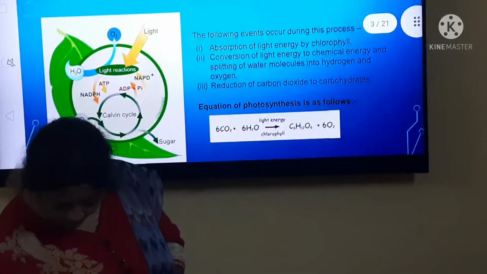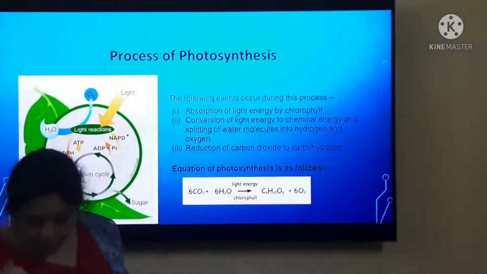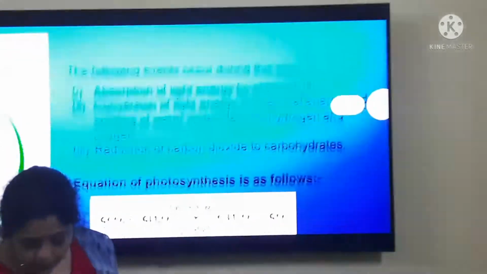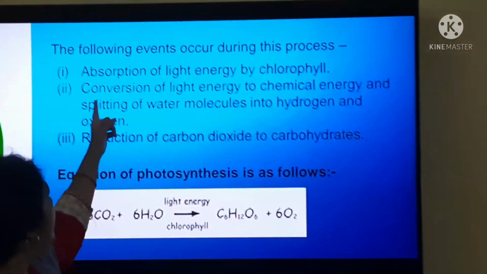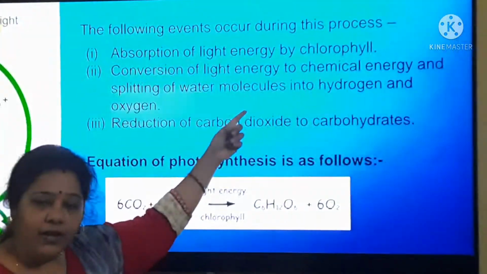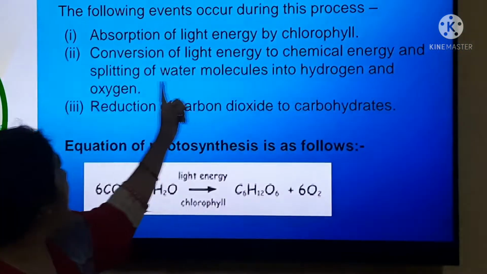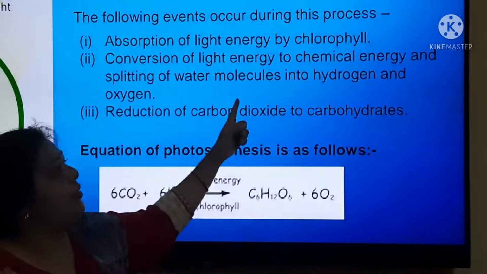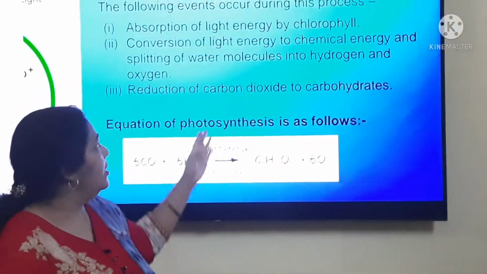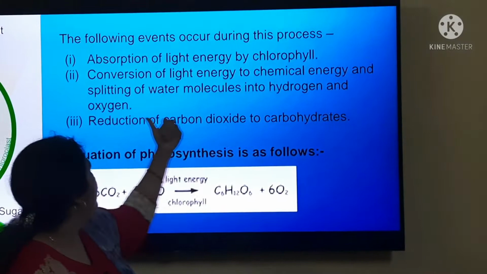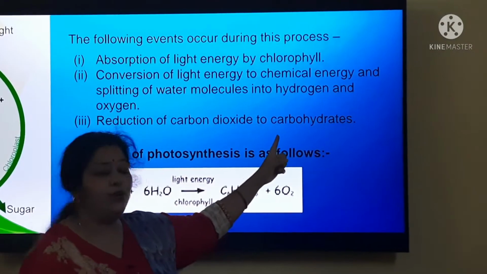Next, we had this equation, the process of photosynthesis. Here we have the following events occurring during this process: absorption of light energy by chlorophyll, conversion of light energy to chemical energy, and splitting of water molecule. Water molecule, you know, consists of hydrogen and oxygen. So it is going to split up into hydrogen and oxygen separately, and then reduction of carbon dioxide to carbohydrates.